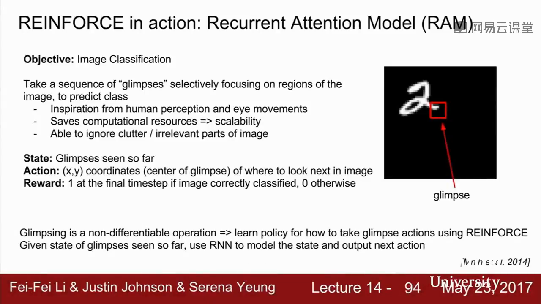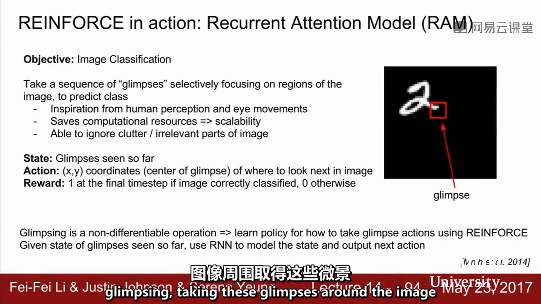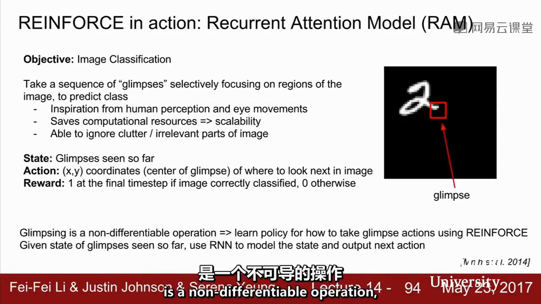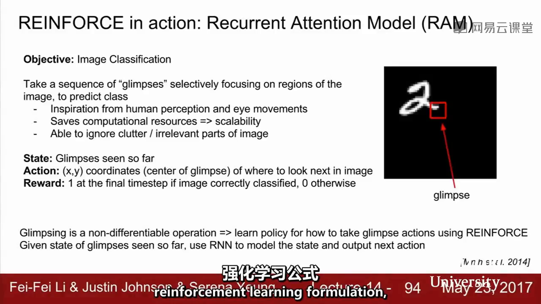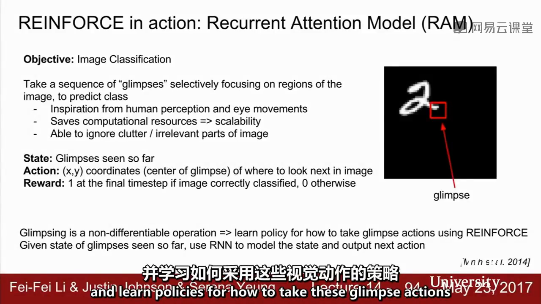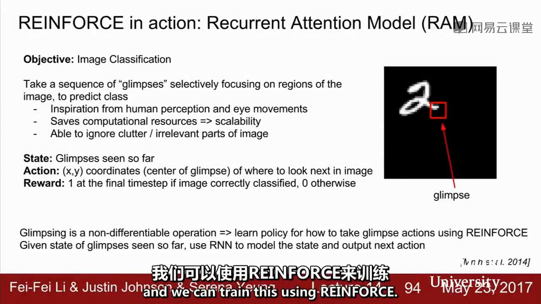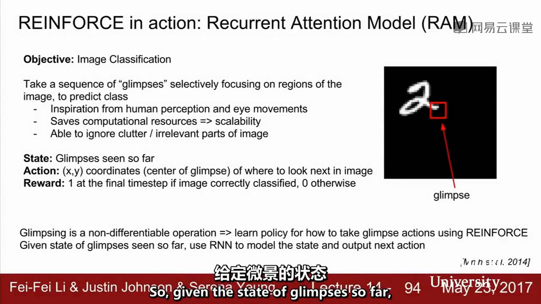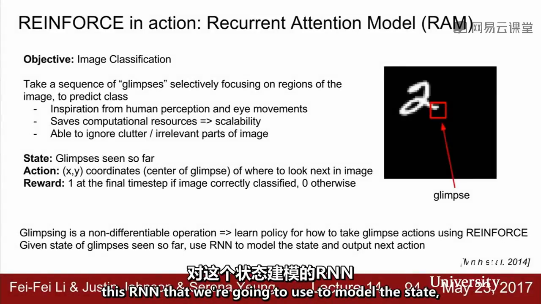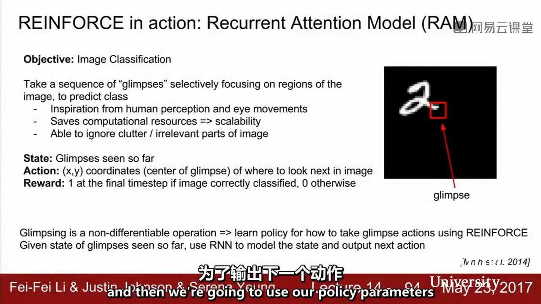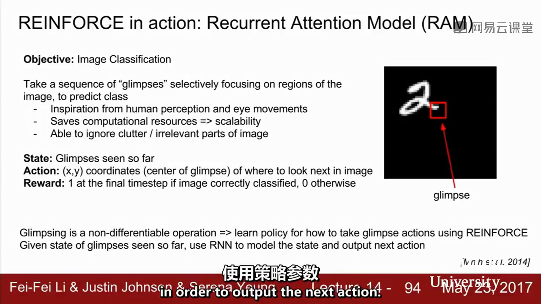And so because taking these glimpses around the image is a non-differentiable operation, this is why we need to use a reinforcement learning formulation and learn policies for how to take these glimpse actions, and we can train this using REINFORCE. So given the state of glimpses so far, the core of our model is going to be this RNN that we're going to use to model the state, and then we're going to use our policy parameters in order to output the next action.